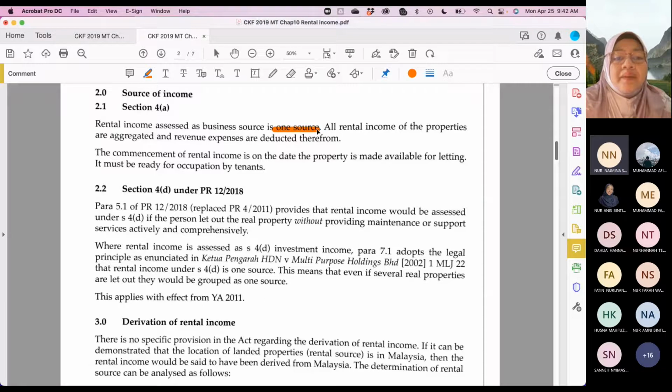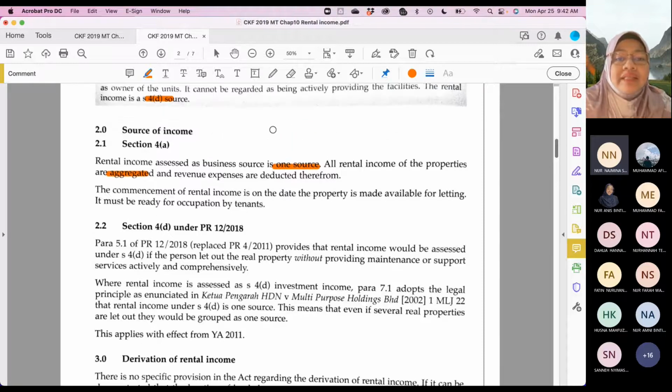If you have a rental income assessed as a business source, it's one source. All rental income of the properties are aggregated and revenue expenses are deducted therefrom. What it means is that if you have rental income from many properties, under section 4A, if you have property 1, property 2, property 3, we are going to add all the income from all the properties. That's why we call it aggregated. So gross income from all properties minus expenditure from all the properties.